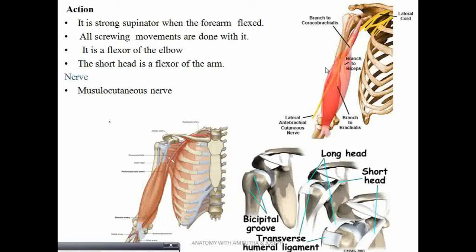Nerve supply is again by the musculocutaneous nerve. Musculocutaneous nerve, piercing the coracobrachialis muscle, comes out and supplies the biceps brachii. Biceps brachii. The long head can be seen attaching to the supraglenoid tubercle, passing through the bicipital groove.